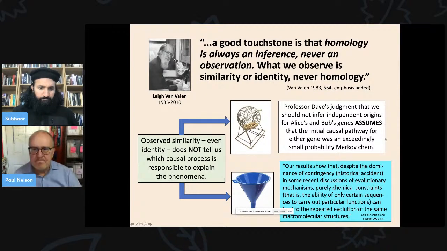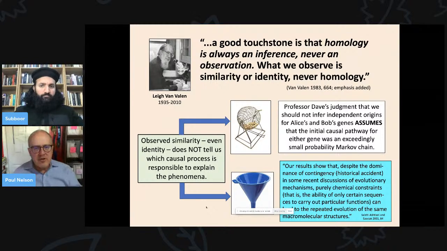So in their paper, Shostak and Salahi Ashtiani, I'm sorry I'm not doing a better job of pronouncing that person's name, they write very nicely in their conclusions: Our results show that despite the dominance of contingency, historical accident, so this is contingency right here, lottery cylinder, despite the dominance of contingency in some recent discussions of evolutionary mechanisms, purely chemical constraints, that is, the ability of only certain sequences to carry out particular functions, can lead to the repeated evolution of the same macromolecular structures.